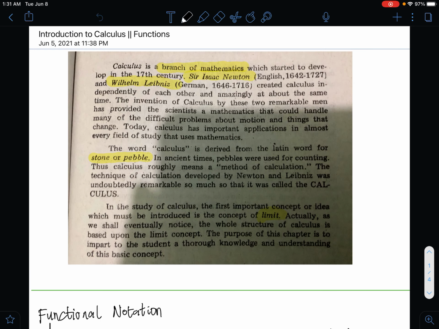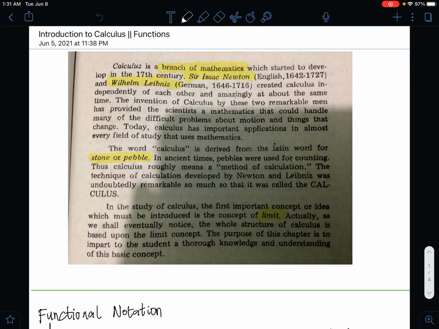Alright, so our first topic for Engineering Calculus 1 is all about functions. Based on your core syllabus, we will be starting here. But before we dig in, we are going to learn first how calculus started.